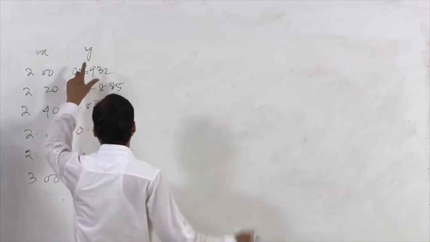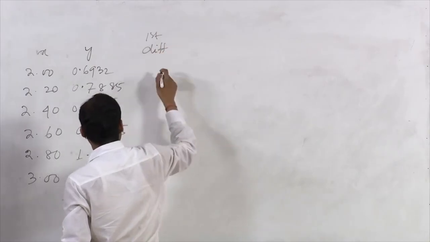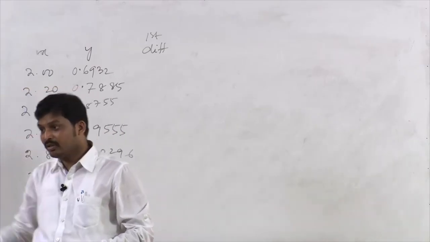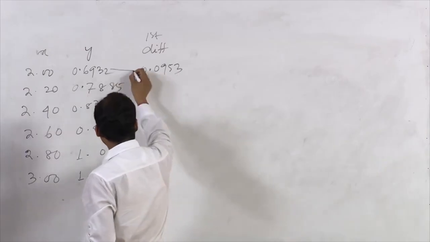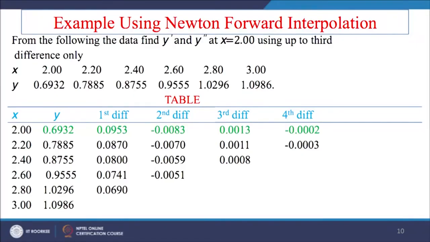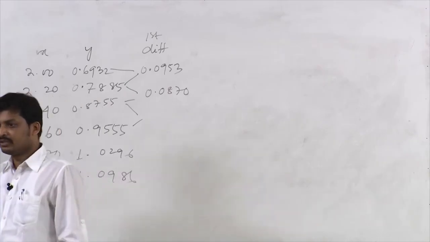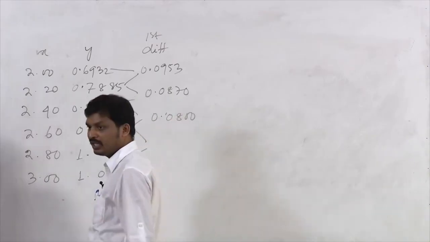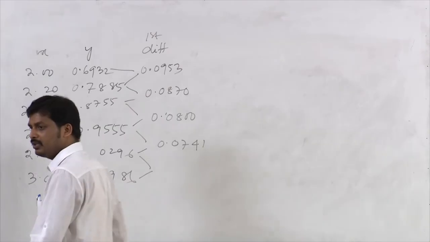First differences we can easily obtain, since in the last lectures we have already explained that. We consider the difference of two consecutive values. So 0.7885 minus 0.6932 gives 0.0953. Similarly the next differences are 0.0870, then 0.0800, then 0.0741, and then 0.0690.